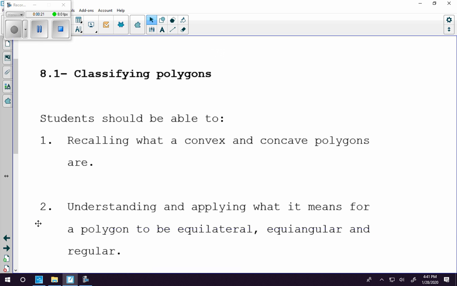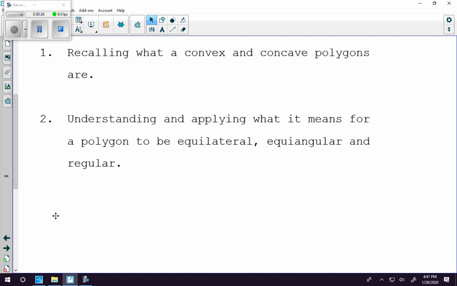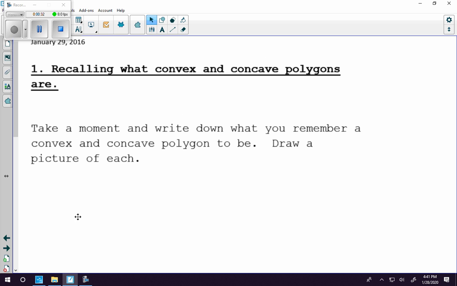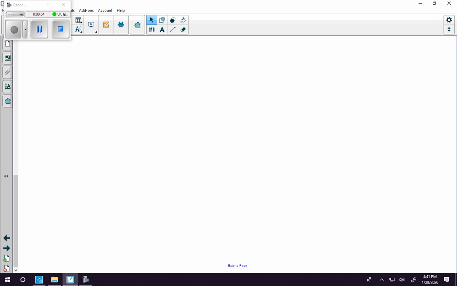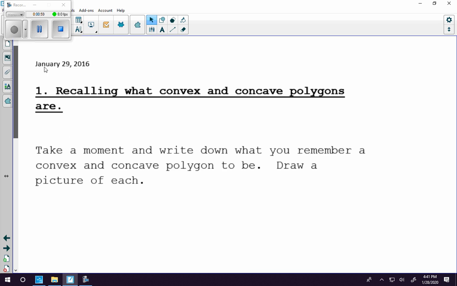First and foremost, we're going to recall what a convex and concave polygon are. And then second, understand and apply what it means for a polygon to be equilateral, equiangular, and regular. Okay, so taking a look here at the first objective, again, recalling what a convex and a concave polygon are. The way I like to say it is a convex polygon has all vertices that are not punched in, if you will. And then when we talk about how that differentiates from a concave polygon, concave polygons have one or more vertices that are actually punched in.